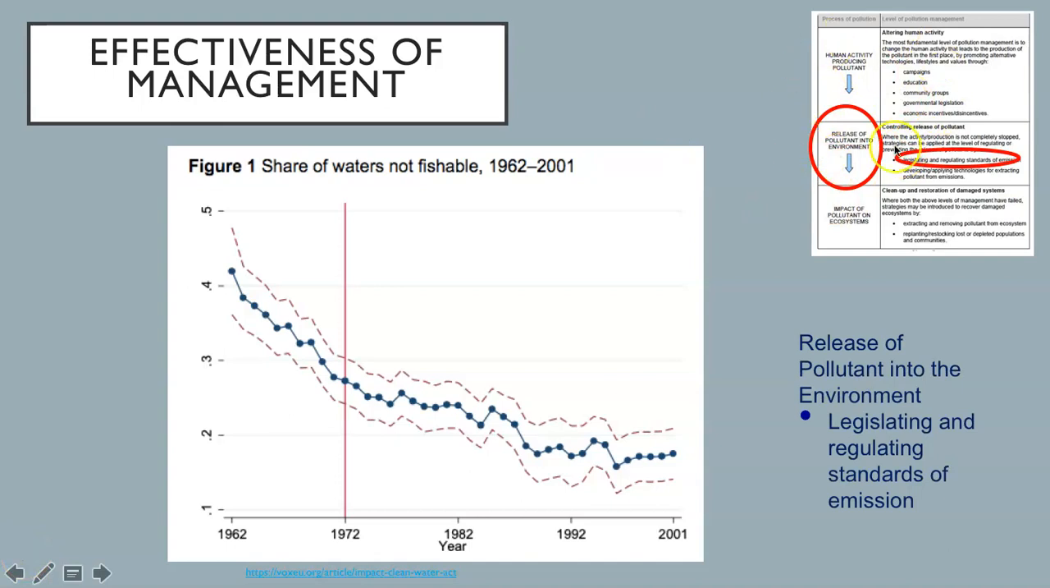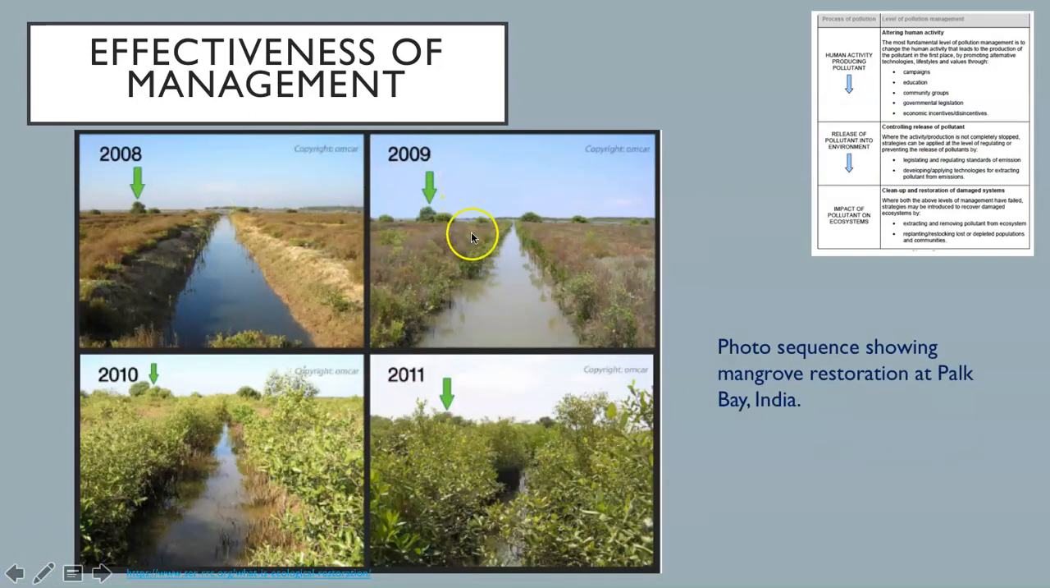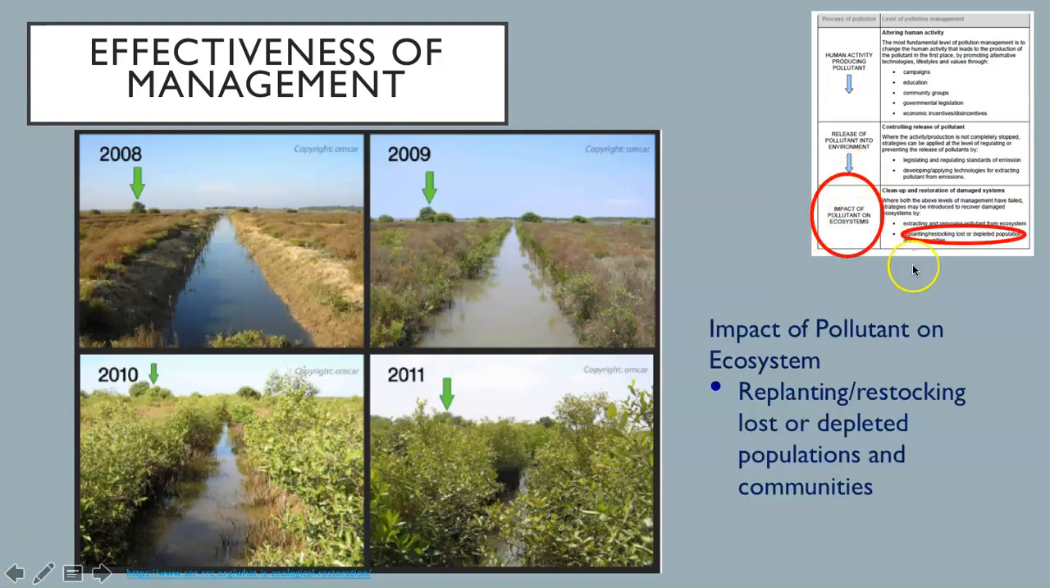This is at the level of addressing the release of the pollutant into the environment. The data shows that following legislating and regulating standards of emission, the amount of unfishable waters decreased. This is a photo sequence showing mangrove restoration at Palk Bay, India. What level of pollution management is addressed here? The level of impact of pollution on the ecosystem is observed, and the impact of replanting, restocking lost or depleted populations and communities is evidenced.